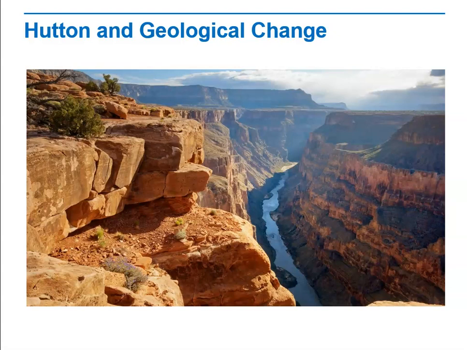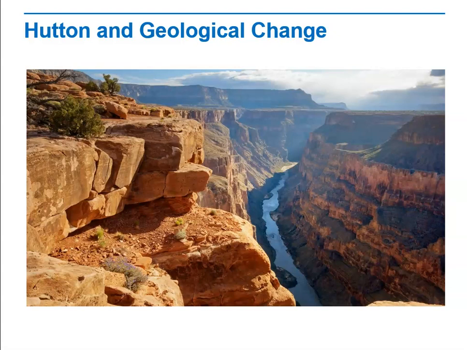Think about how this might have influenced Charles Darwin. James Hutton recognized the connections between a number of geological processes and geological features like mountains, valleys, and layers of rock that seem to be bent or folded.